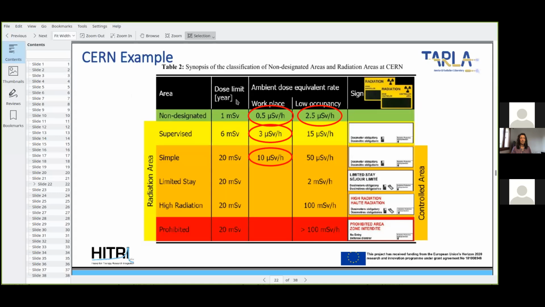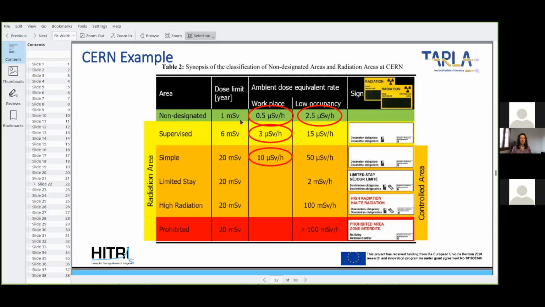If it's a workplace where, let's say, a secretary is working, you consider about 0.5 microsieverts per hour. If it's a corridor, then it'd be 2.5. If it's supervised, so there are people entering but still not radiation workers, it can be 3 microsieverts per hour. And if it's truly radiation workers, then it's 10. These numbers are derived based on the total number, which is 20 millisieverts per year, as well as taking into account the workload, orientation, and occupancy factors.